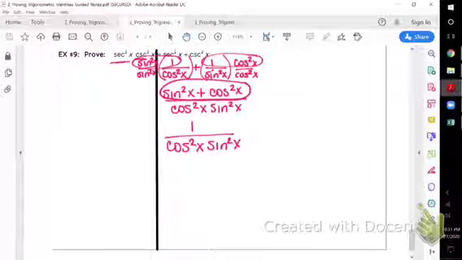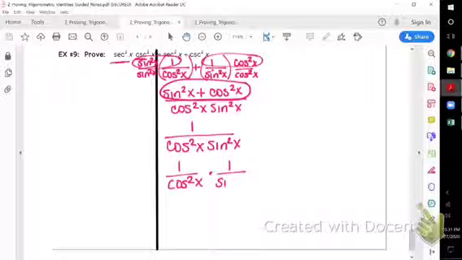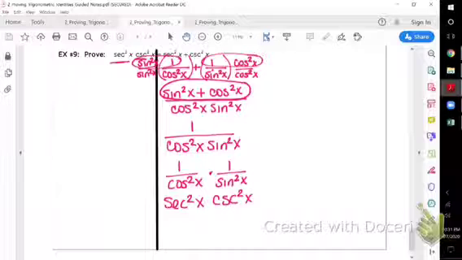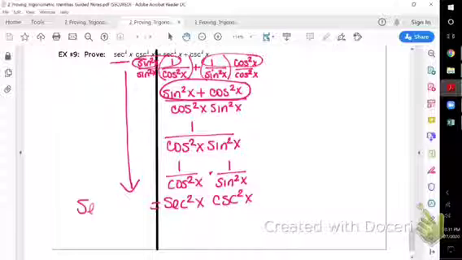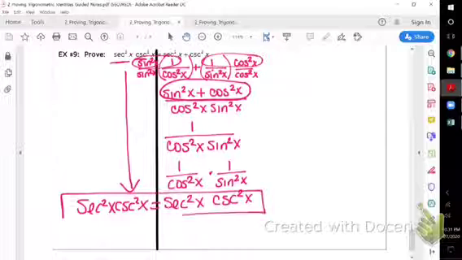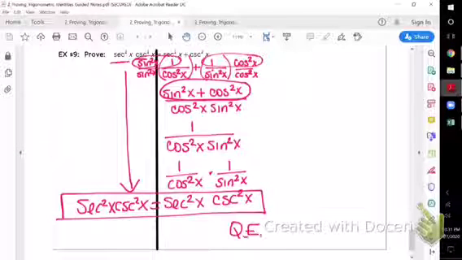And then because these are being multiplied in the denominator, we can split it up. This is the same thing as 1 over cosine squared of x times 1 over sine squared of x, because just think about this for a minute. If we multiplied, would we get what we just had? We would. And so what do we know about 1 over cosine squared of x? It's secant squared of x. And 1 over sine squared of x is cosecant squared of x. And that is exactly what we were looking for. So we have proven that it is true. So it has been demonstrated.